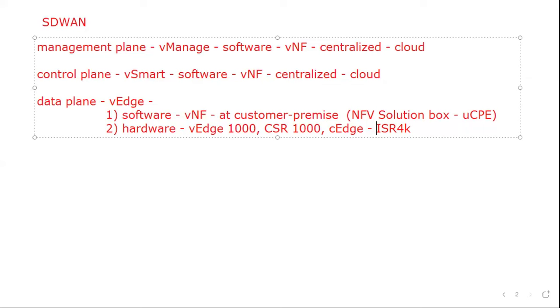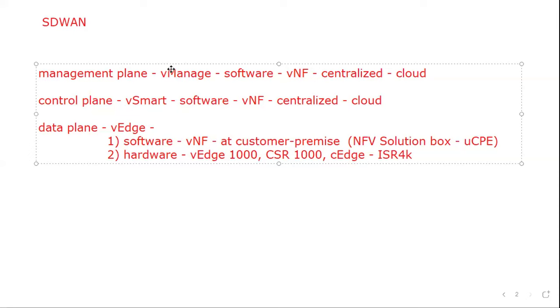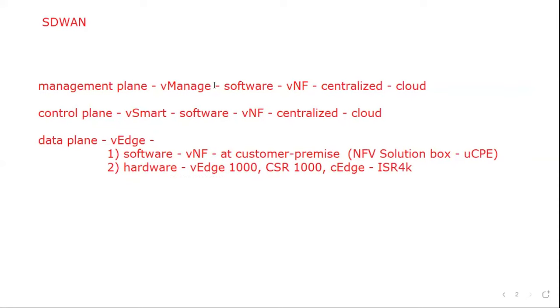Now, on top of it, we are already aware of the functionality of the management plane, control plane, and data plane. Which management plane software needs to be authorized in a domain? Which control plane software needs to be authorized in a domain? Which data plane devices, be it a software device or hardware device, need to be authorized in a domain for that particular functionality? A new component is being introduced, and that component is vBond, the orchestration plane.